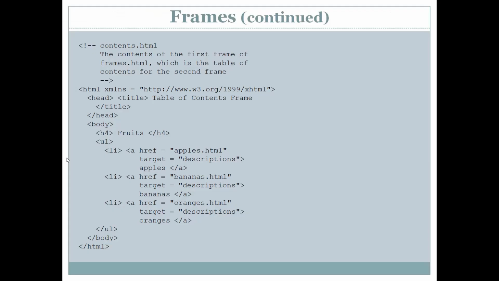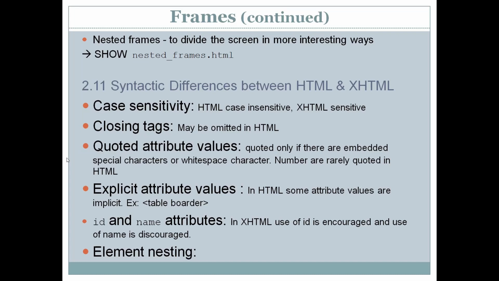Now we will go through the last part of this HTML, XHTML, and we will stop. The last part is syntactic differences between HTML and XHTML. So what are the differences between HTML and XHTML? The first difference is case sensitivity. HTML is case insensitive, whereas XHTML is case sensitive. In HTML, the tag names can be written in capitals or smalls, or it can include capital and small both together. So it is case insensitive, whereas XHTML tags should appear always in small case. So XHTML is case sensitive.